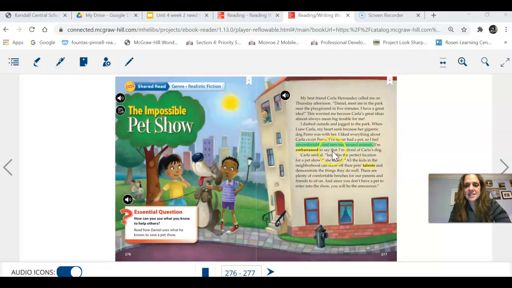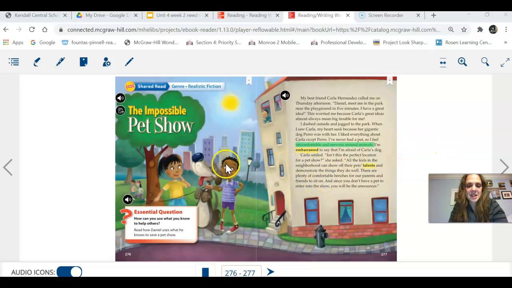I'm embarrassed to say that I'm afraid of Carla's dog. Carla smiled. Isn't this the perfect location for a pet show? She asked. All the kids in the neighborhood can show off their pets' talents and demonstrate the things they do well. There are plenty of comfortable benches for our parents and friends to sit on, and since you don't have a pet to enter into the show, you will be the announcer.